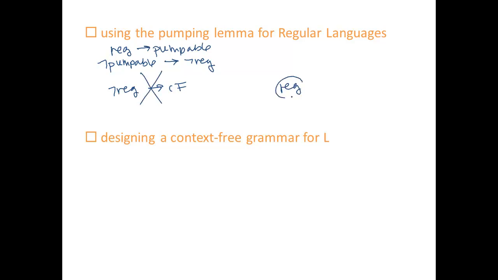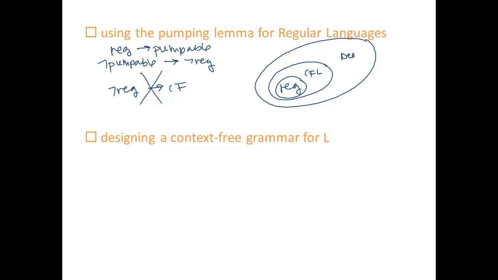Let's think about our picture. We have regular, every regular language is also a context-free language. But then we have other languages out here as well. So let's just make these the decidable languages. Showing that something is not regular might give us it's out here. This would be non-regular, but it's also not context-free. So this doesn't work. How about designing a context-free grammar for L?